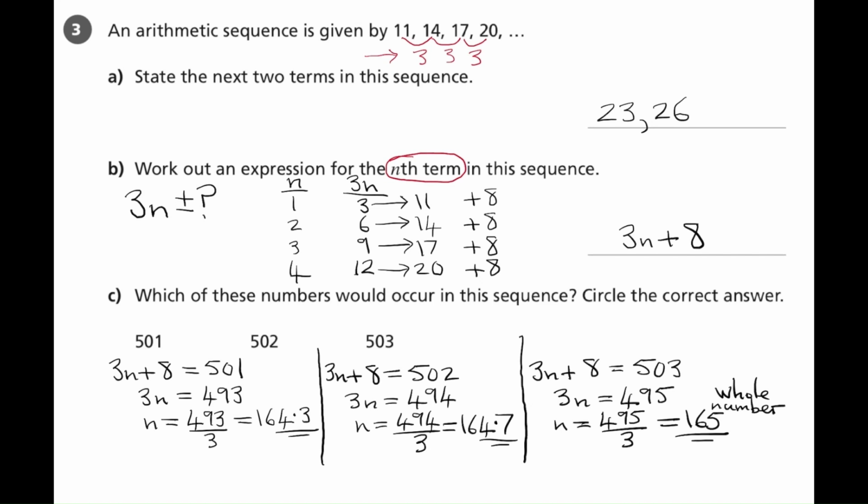We were asked to circle the correct answer, so it's 503, and if we want to make it absolutely clear, we can write it at the end, answer 503.